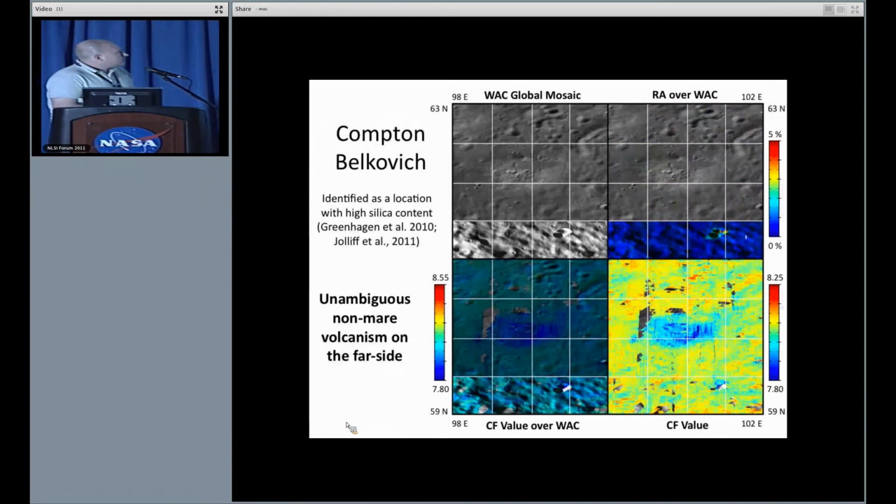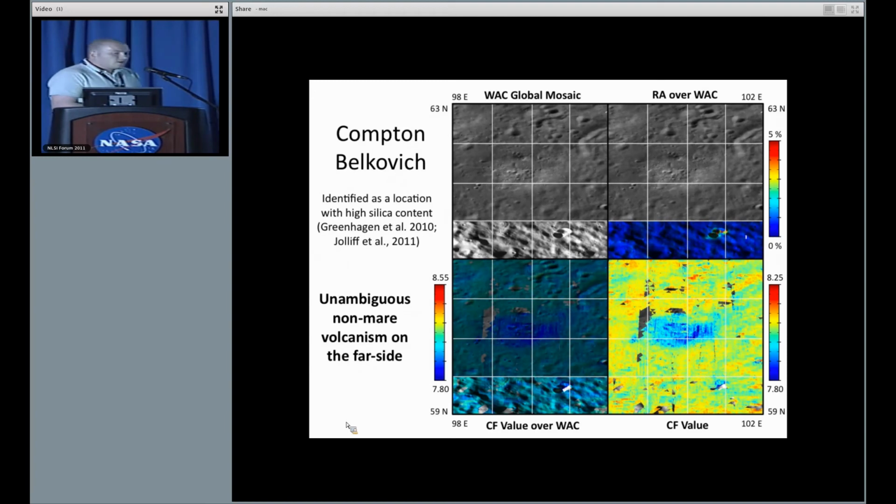Compton-Belkovich is a site that we identified as having a high silica content in a similar manner to what we did for the near-side red spots that Tim Glotch reported on last year. It has either a high silica content or it has alkali feldspars. At this point, we can't make that determination, but it's still very interesting.